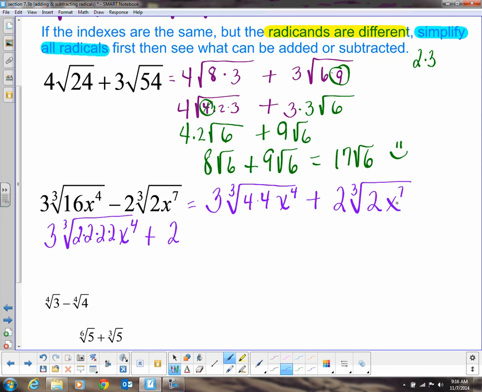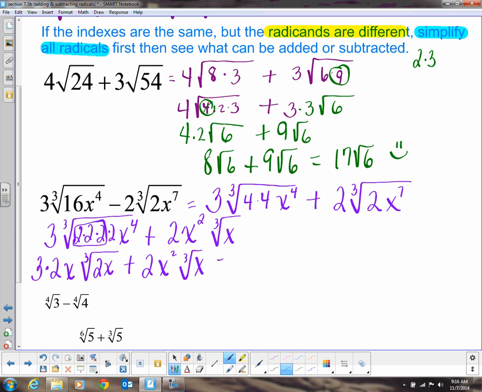How many groups of 3 are in 7? 2. With how many left over? Okay, so now what can come out of here? 1, 2. So we're going to have 3 times 2. How many groups of 3 are in x to the 4th? 1, leaving you with what? 1, 2, and 1x. Cube root of x. So this is going to be 6x cube root of 2x plus 2x squared.